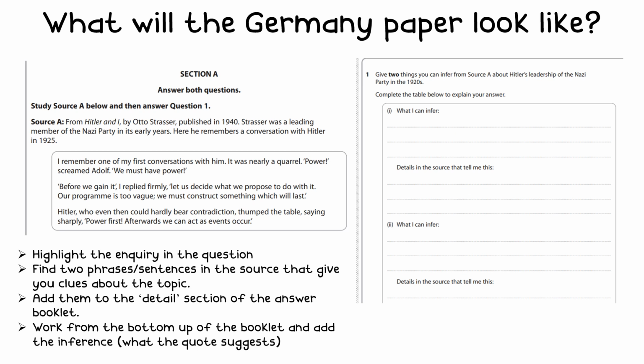And when you've done that, you're going to work from the bottom of the booklet to the top, and you're going to add your inferences. Now you've practiced this a lot in lessons. It's exactly the same process, that highlighting the clues, putting them onto the page, and then writing your inference above. And you can check that you've written an inference by making sure that the wording of the inference doesn't use the same words as the detail.